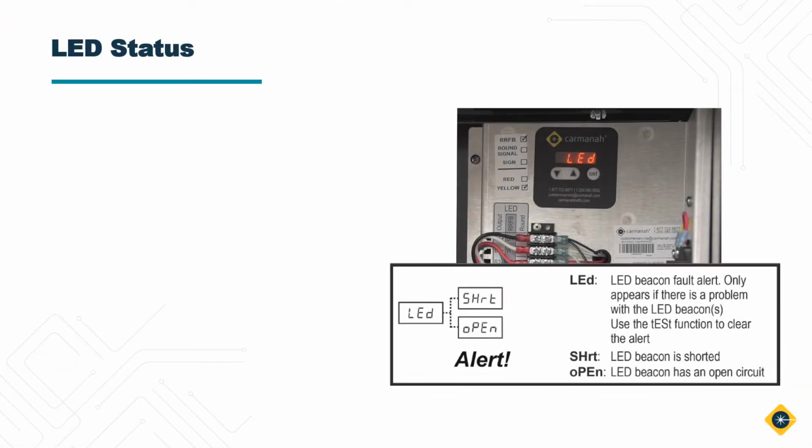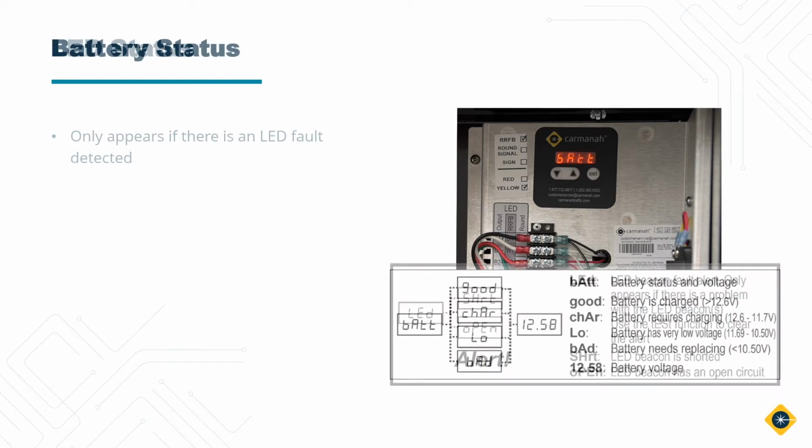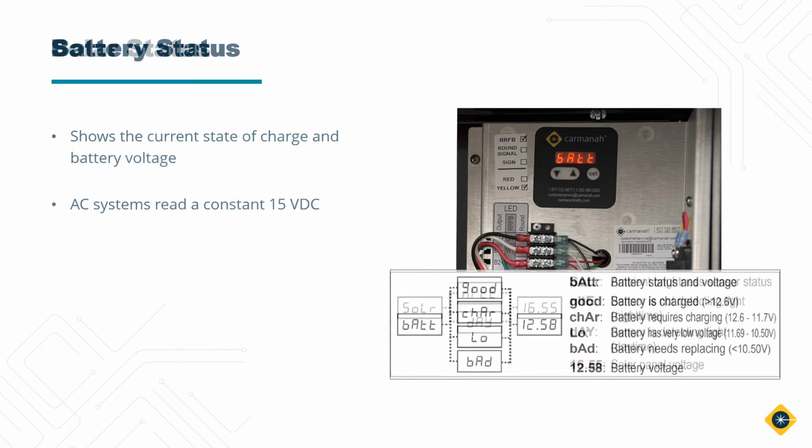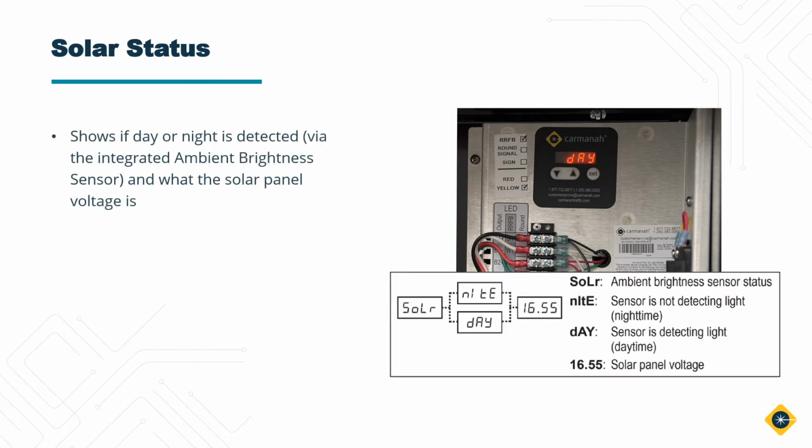LED status. This will only appear in the menu if there is an LED fault detected. Battery status. This will show the current state of charge and battery voltage. AC systems will read a constant 15 volts DC. Solar status. This will show if day or night is detected via the integrated ambient brightness sensor and what the solar panel voltage is. AC systems will read 0 volts.